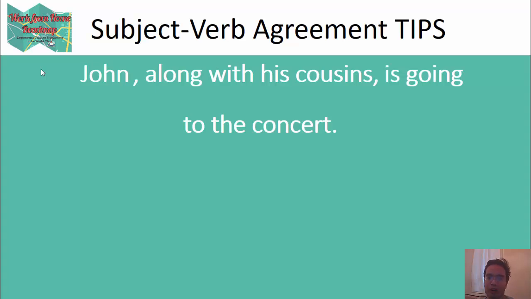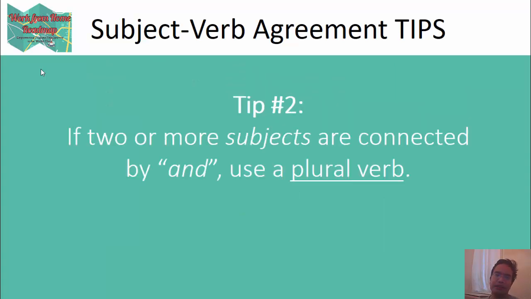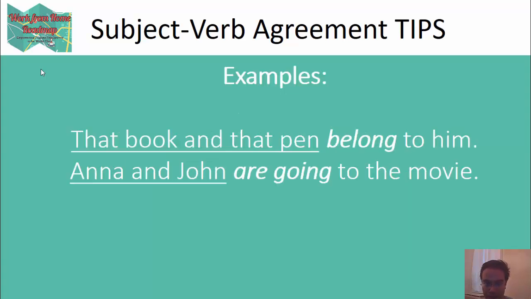Another one here, John, along with his cousins, is going to the concert. Which one's the subject here? John or cousins? The correct answer is John. Is going is the intransitive verb, and to the concert is another prepositional phrase. So there are 2 prepositional phrases here again. Along with his cousins adds detail to John, and to the concert just adds detail to going. The second tip is if 2 or more subjects are connected by and, use a plural verb.